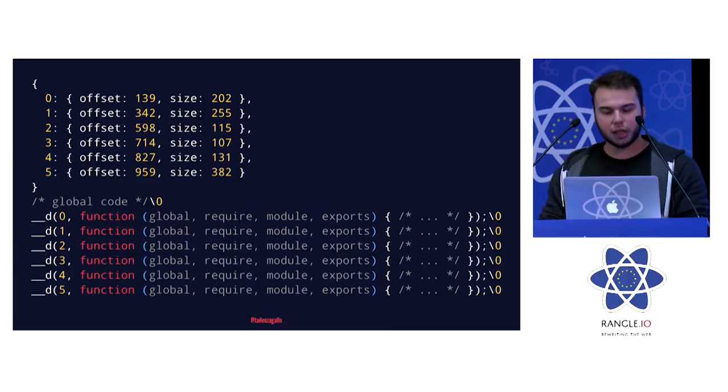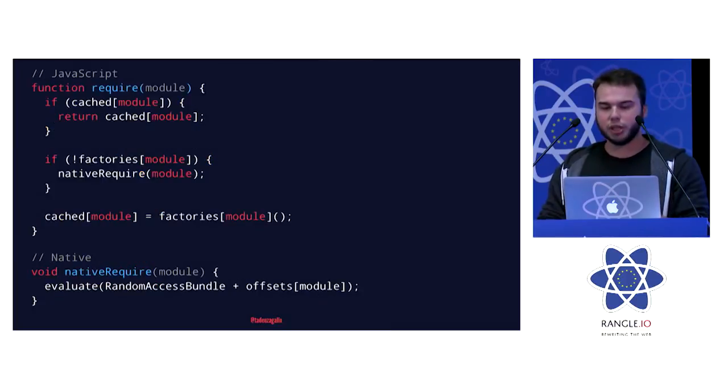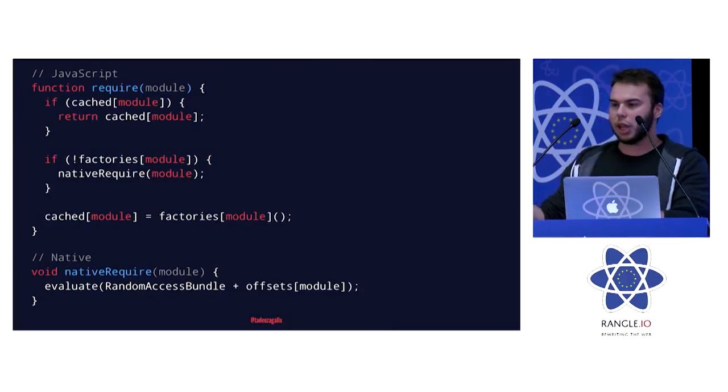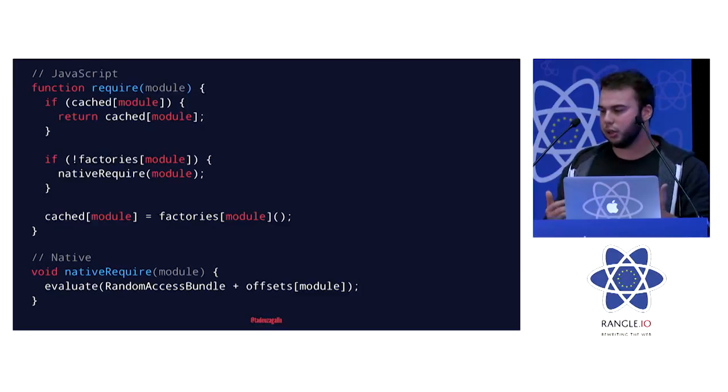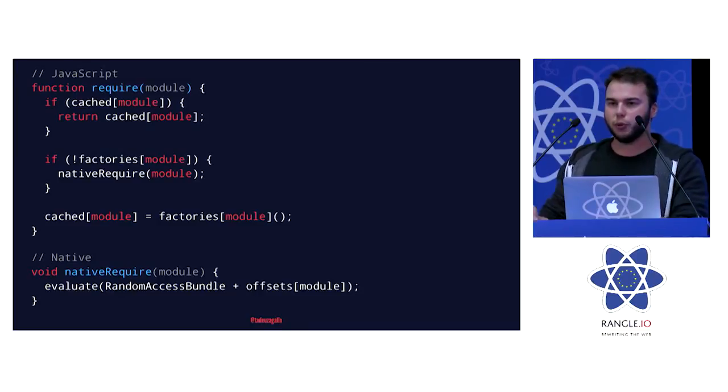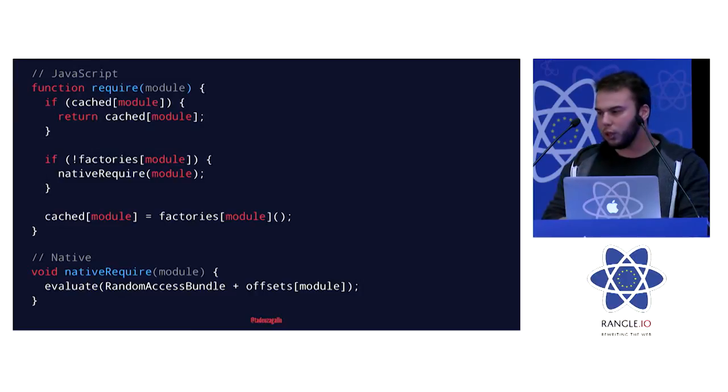So what happens is that next time we require a module, we can just do something like that. This is not the actual code that we use, but it should explain the idea. So when we require a module, we check if you have done it before, and if you did, we just return the cached version. If you didn't, we keep going, and we check. If we don't have the factory for it, that means that the module hasn't been defined. So we just load it from disk at this time. And after that, we can just execute the function.